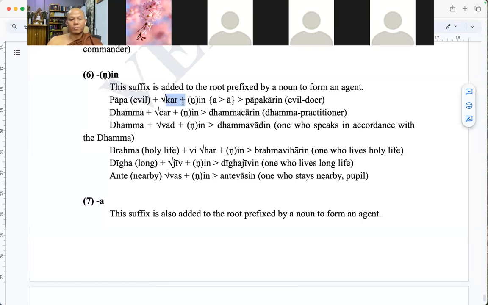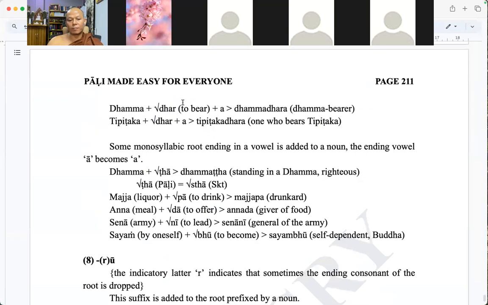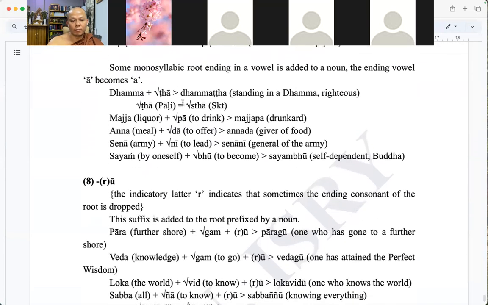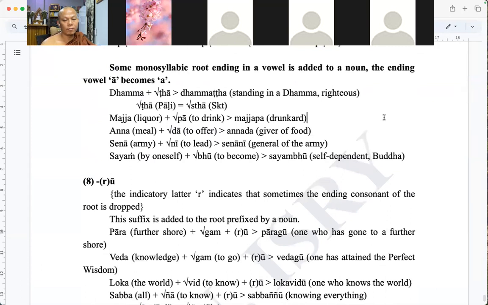Yeah, thanks, Pante. And we have one point, Pante, for number 7, the second part: when we have a noun added to the root and they go together, it makes an agent. So for example, Sena Ni. Sena is the army, Ni is to lead. So we put them together, Sena Ni is the general of the army. So this is the way to form the agents, Pante. The first is a noun, and the second one is the verb. Put together, it forms another noun as the agent.